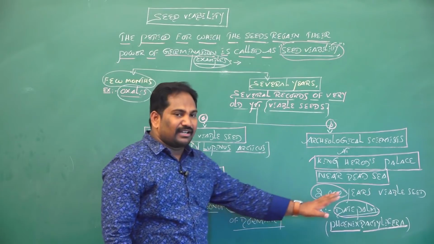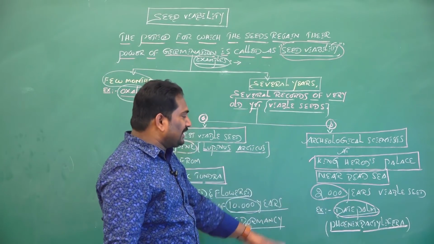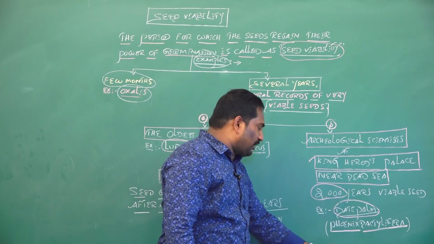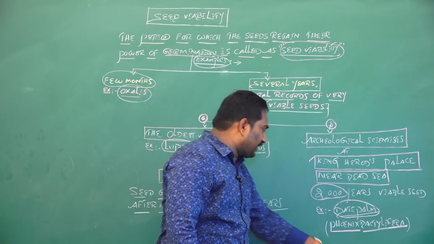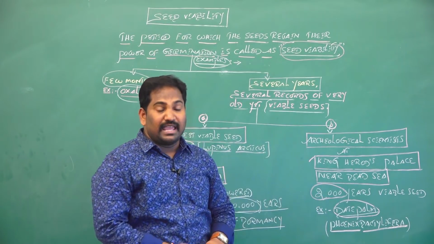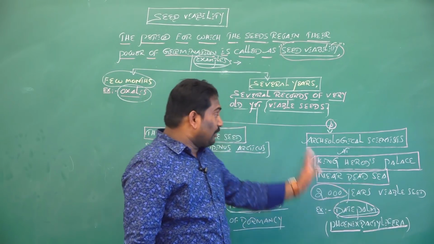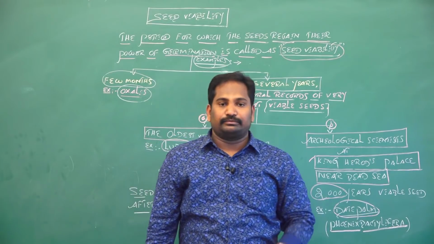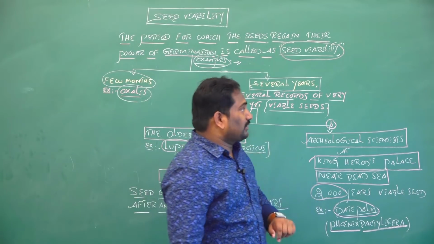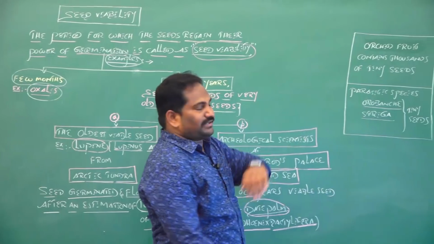Which seed is the recent oldest viable seed? It is the date palm, scientific name Phoenix dactylifera, and its viability is 2000 years. It was first identified near the Dead Sea, in the palace of King Herod, by recent archaeological scientists. Now we discuss some of the seeds.